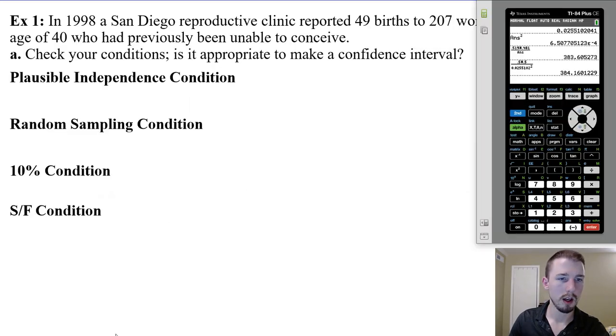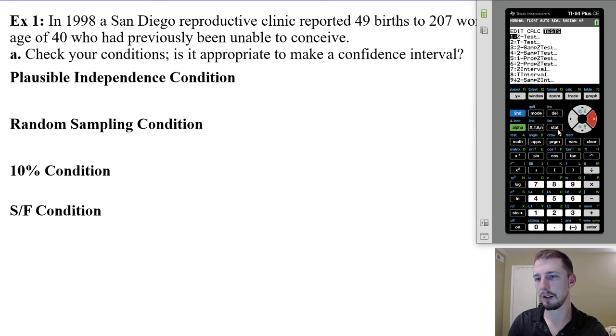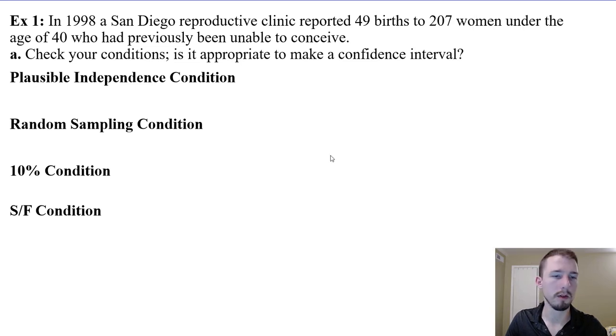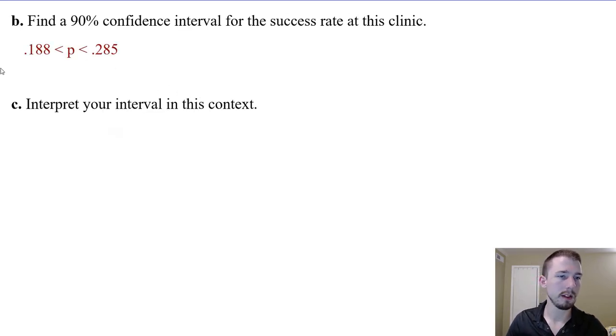To do that, I'm going to go back here where my data is and go to STAT, arrow over to TESTS, 1-PropZInt. They said 90% confidence, and we had 49 out of 207. Okay, hit calculate. So that's going to be between 18.8 and 28.5%. So basically that's our confidence interval. We would interpret that as saying we're 90% confident that the true proportion of women who would have successful fertility treatment would be between 18.8% and 28.5%.